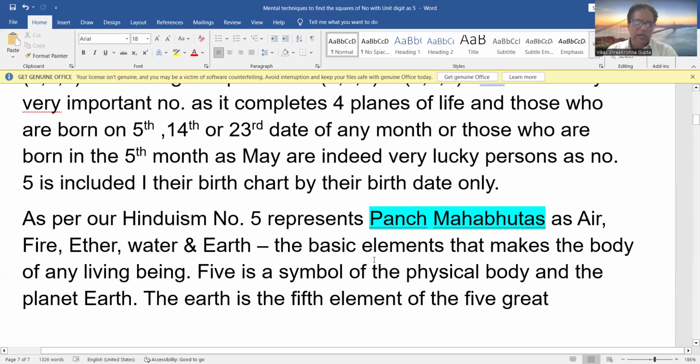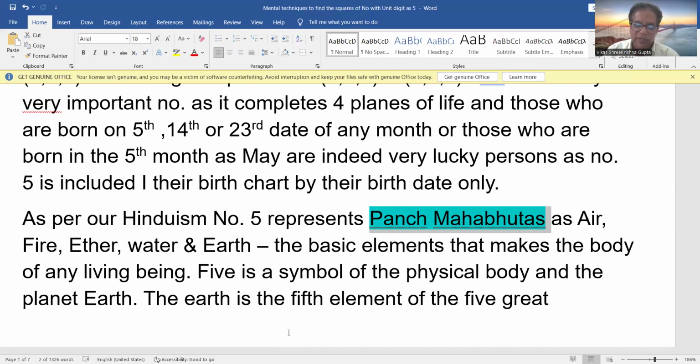Right. Also, the number 5, as per Hinduism culture, Hinduism tradition, represents so many things. It represents the Panch Mahabhutas. Panch Mahabhutas means the body is composed of, every human body is composed of, in fact, every living being is composed of 5 things, 5 elements, and those are air, fire, ether. Ether means space, akash, water, and earth. It is composed of air, fire, ether, water, and earth. These are the 5 basic elements, and they are called Panch Mahabhutas.